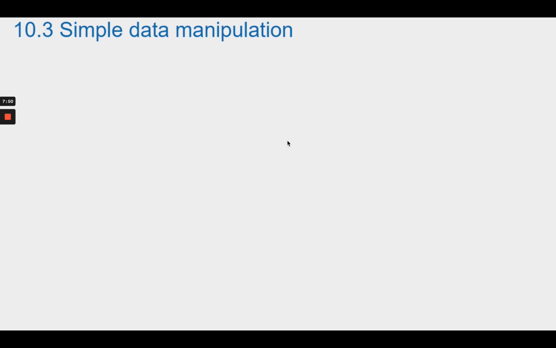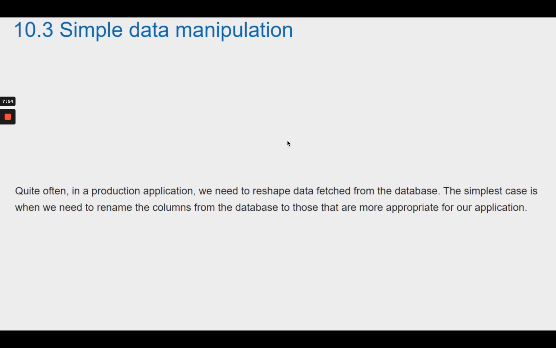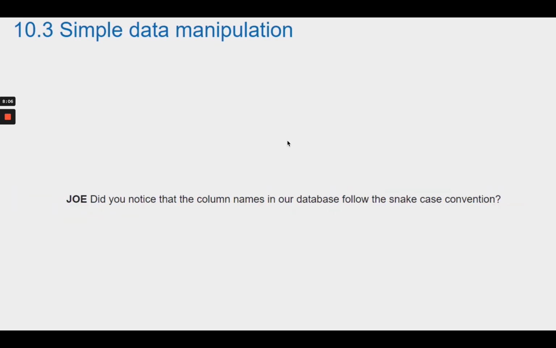Section 10.3. Simple Data Manipulation. Quite often, in a production application, we need to reshape data fetched from the database. The simplest case is when we need to rename the columns from the database to those that are more appropriate for our application. Joe: Did you notice that the column names in our database follow the snake case convention?